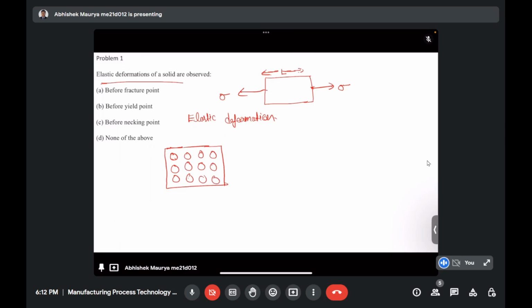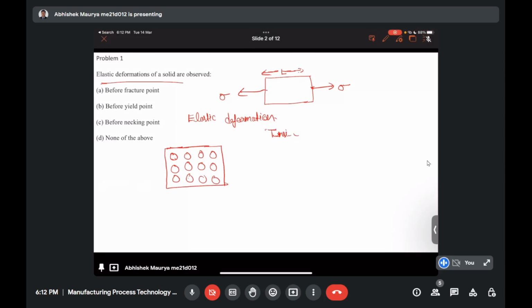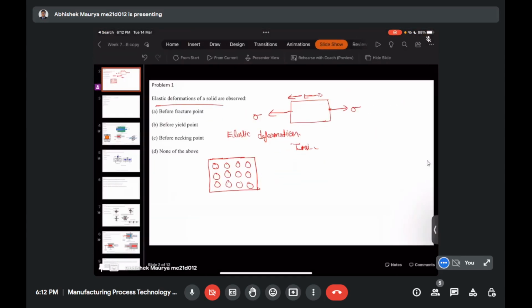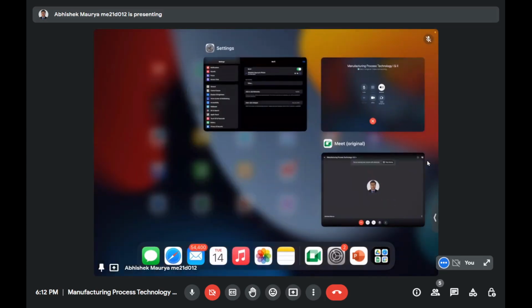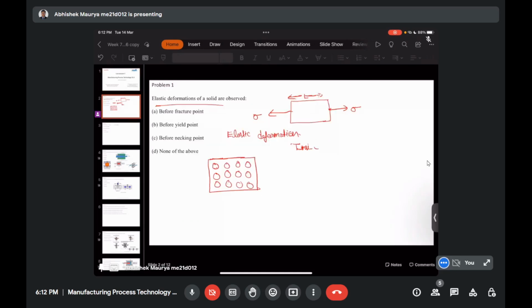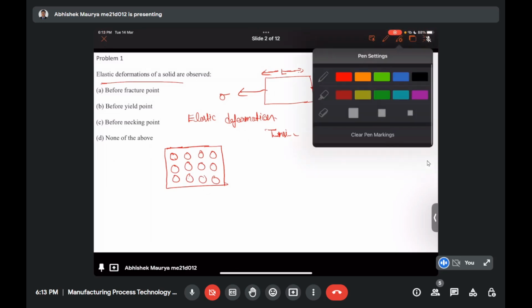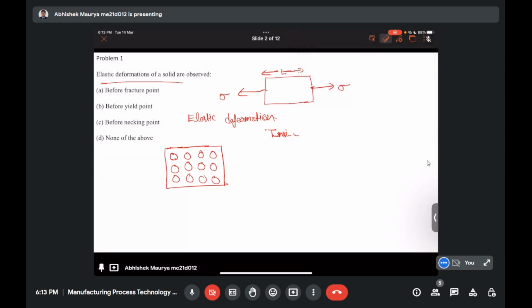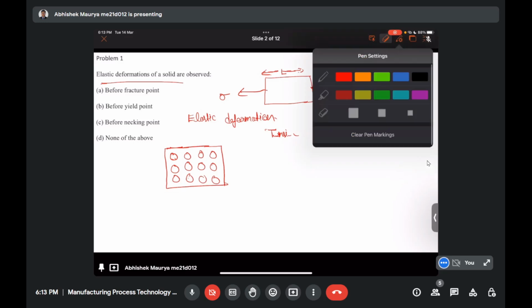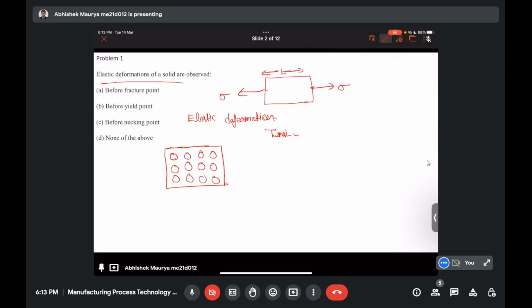But what will happen if you apply some tensile load on the body? There is some issue with the pen. Let me start it again. So when we apply some tensile load, what will be the situation? Tensile load.